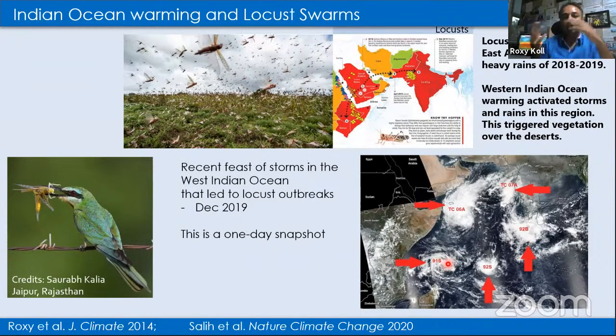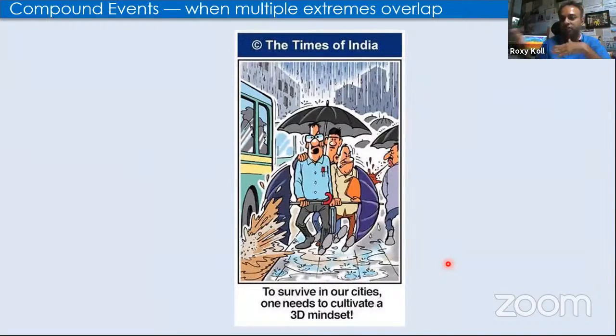Now I'm coming on to the last section of my talk. It's not just the cyclones. Cyclones sometimes co-occur with other kinds of events as well. So that is what we call compound events. Now this is also a new term. We have heard about extreme weather events. Now what are compound events? Compound events are when multiple extremes overlap each other.